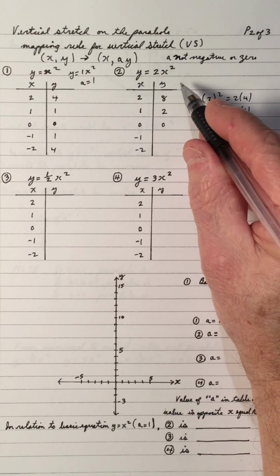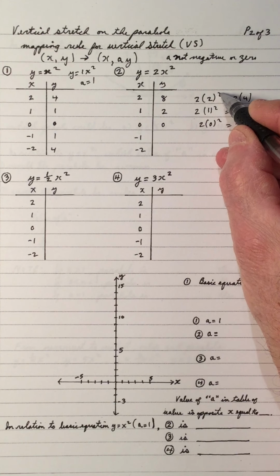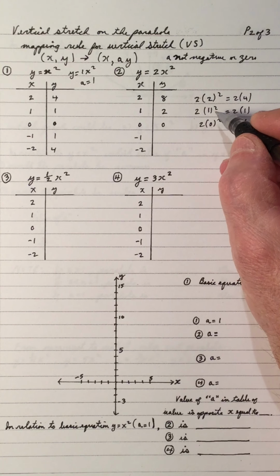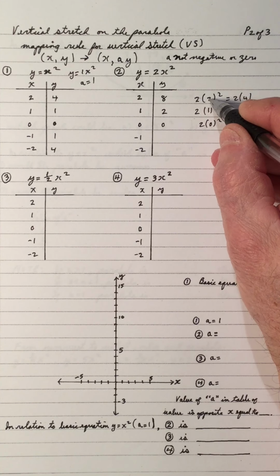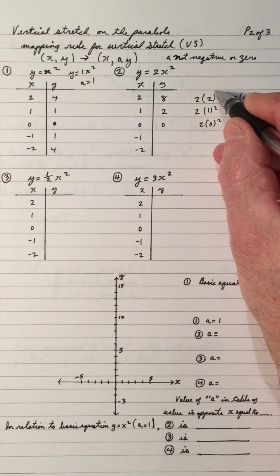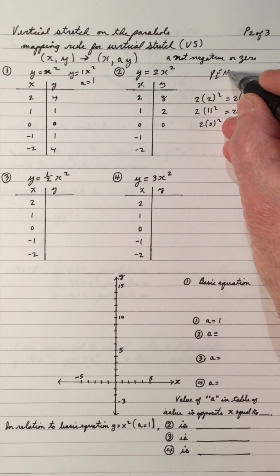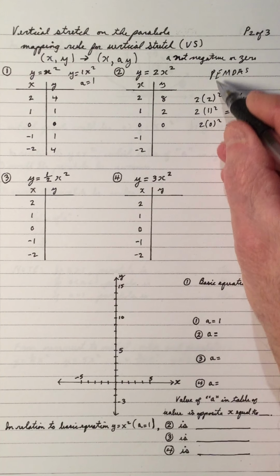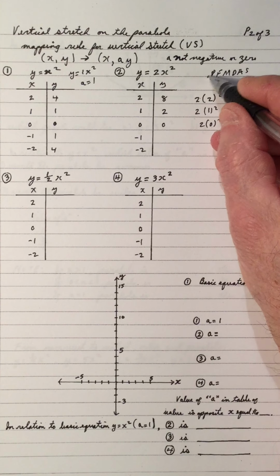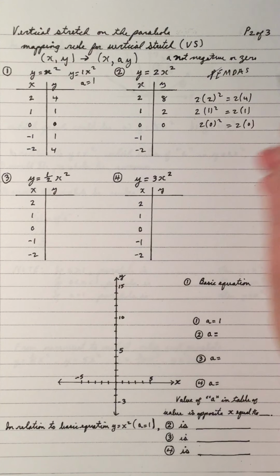Notice we're obeying PEMDAS. When we put the 2 in the place of x, we have to do the power first and then multiply after. We don't go 2 times 2 is 4 and get 4 squared is 16. We have to work the exponent first by PEMDAS, P-E-M-D-A-S. The inside of the bracket is simplified, that's done. We have to do the exponent first and then multiply.